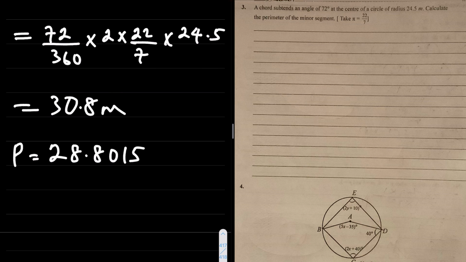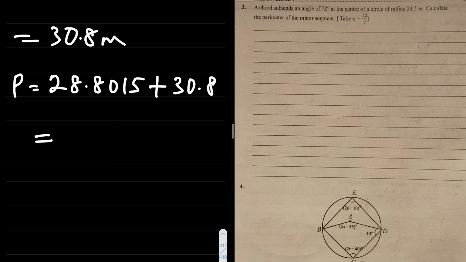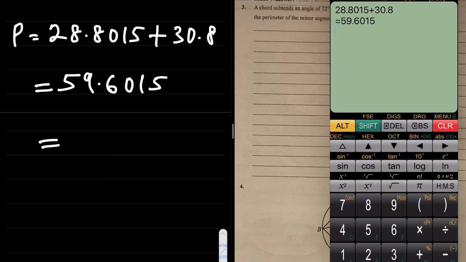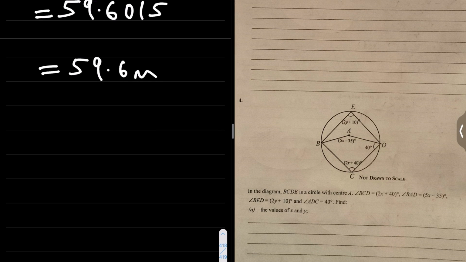28.8015 plus the length of the minor arc, which is 30.8, and that's equal to 28.8015 plus 30.8, and that's 59.6015, which is approximately equal to 59.6 meters. Now we go straight to the next, which is number 4.